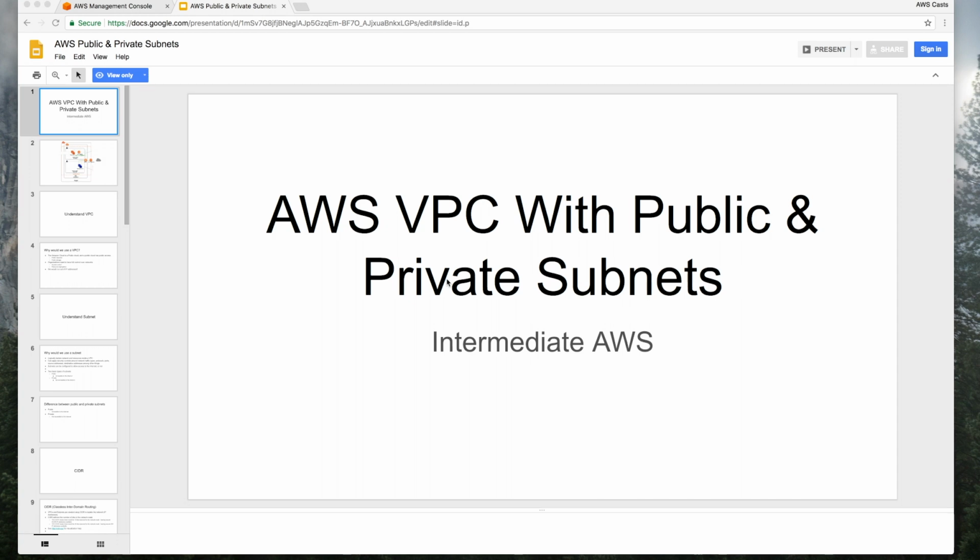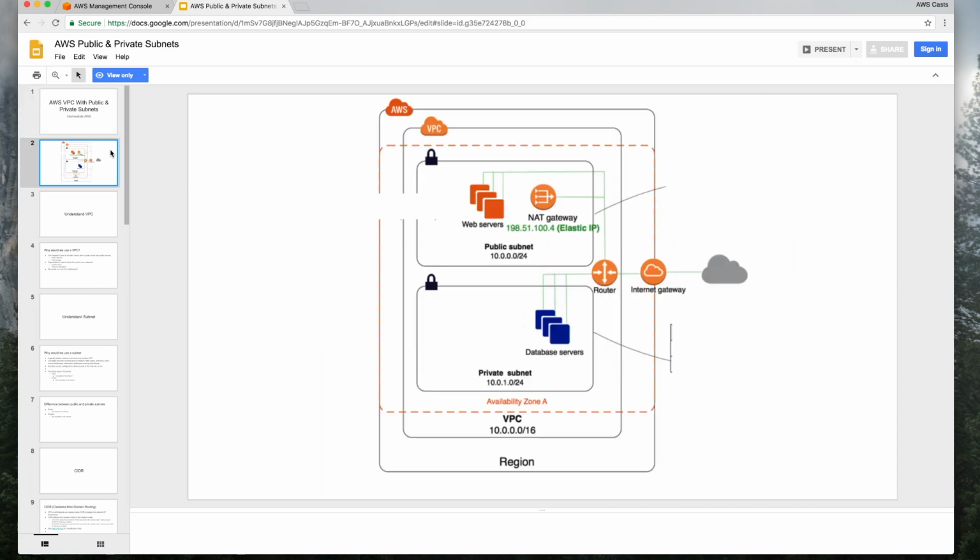This is Intermediate AWS. Today we're talking about VPCs with public and private subnets. As a quick overview, this is the architecture that we're going to be creating.